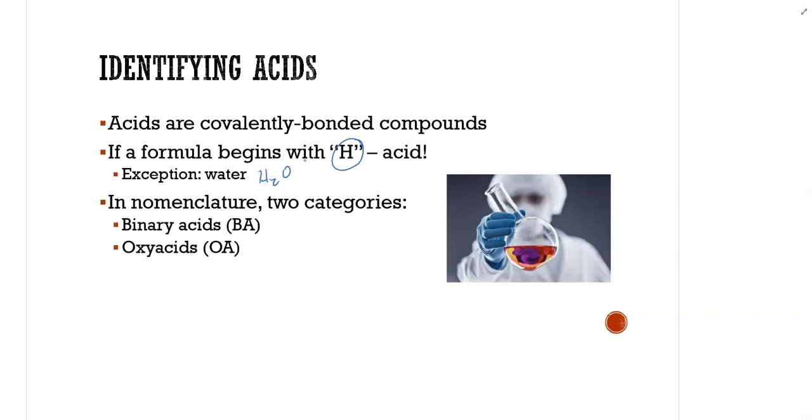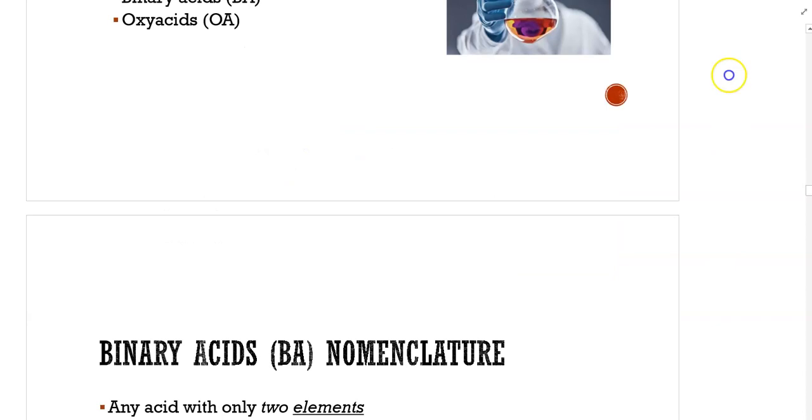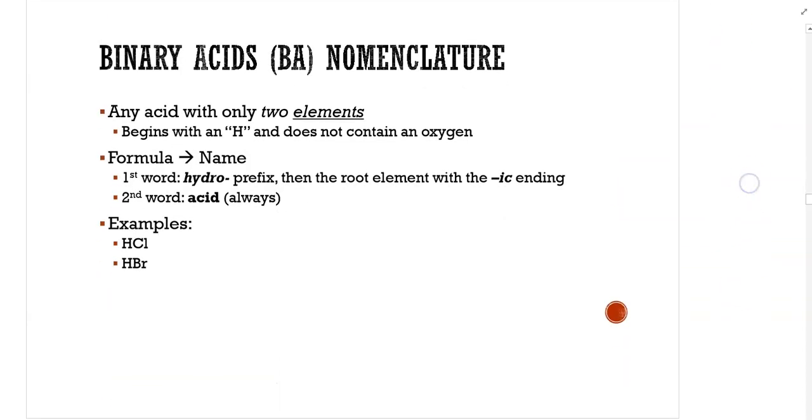If we're talking about nomenclature, not seeing the actual name itself, there are two categories: one for binary acids and one for oxyacids. Again, we're not talking about how they behave, which is a whole other conversation we'll have later on in the year. For now, we're just focusing on the fact that there are two different categories for names. Binary acids, which we'll abbreviate with just BA.